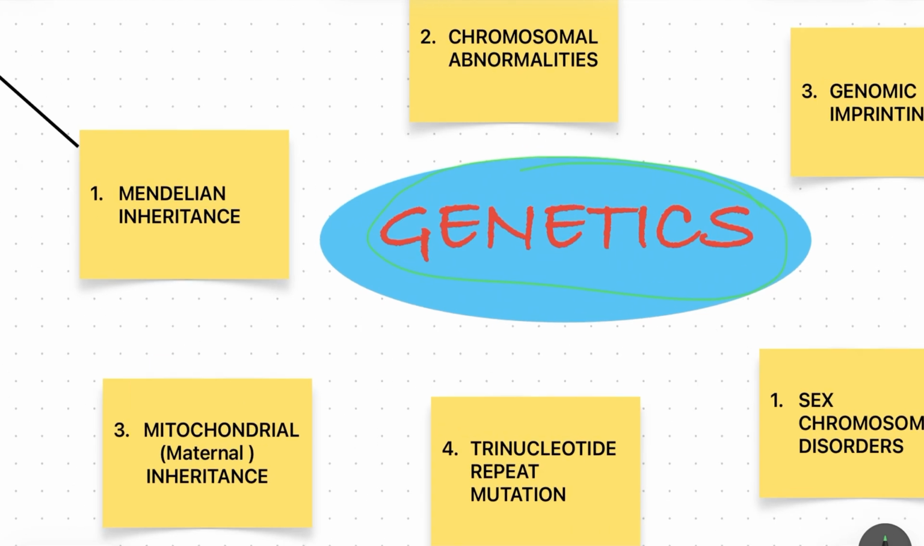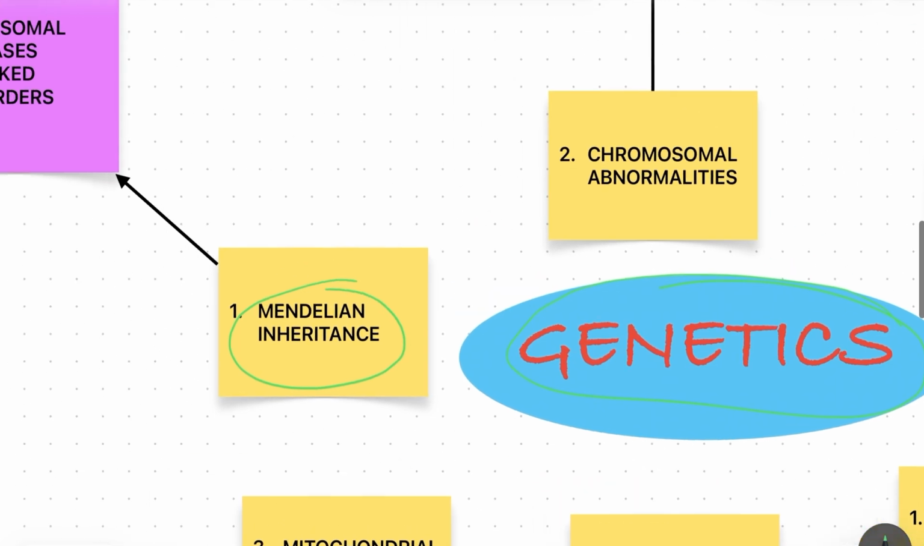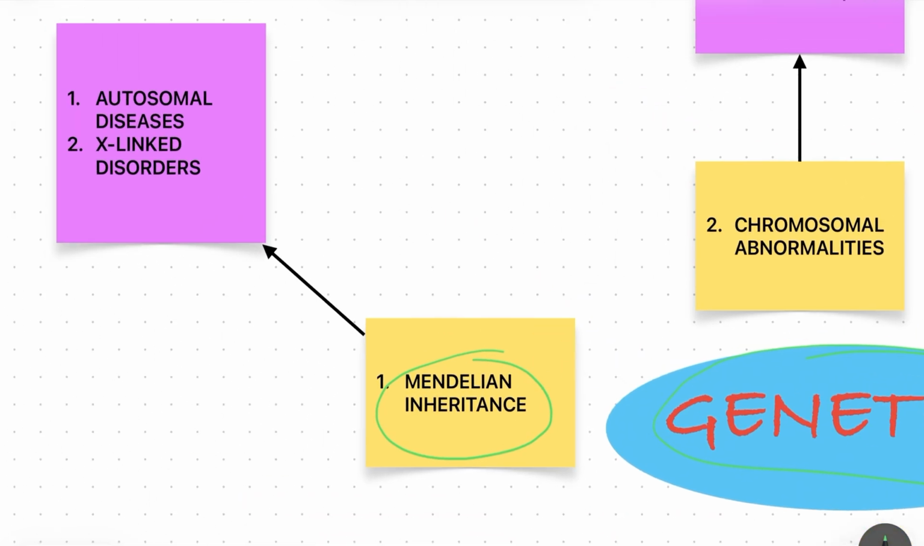So this is an important topic. We call it genetics. In genetics, I made the list according to the importance of the diseases. First, Mendelian inheritance. We'll make a separate video on Mendelian inheritance, in which I'll briefly go over all the features you are going to see.